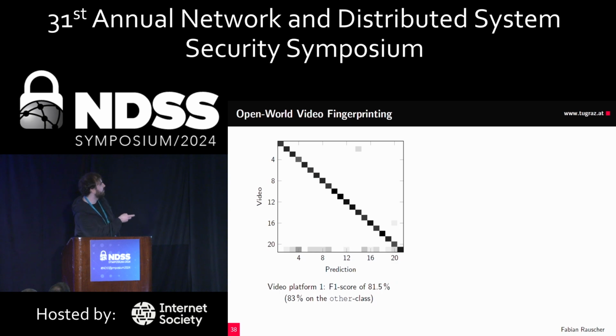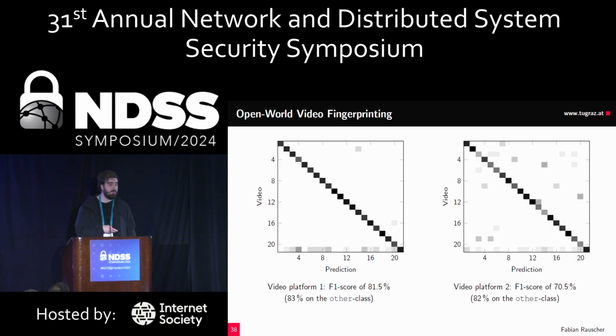For platform number 1, here, beautiful diagonal, we classified most of them correctly. We had an F1 score of 81.5%. Platform number 2, a bit worse, at an F1 score of 70.5%. Still a very visible diagonal.